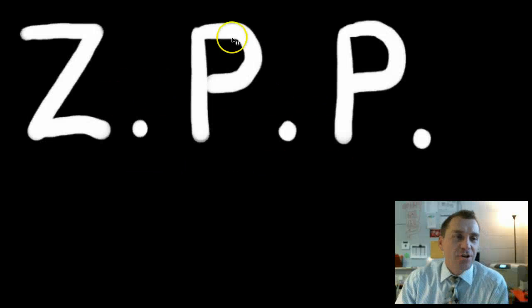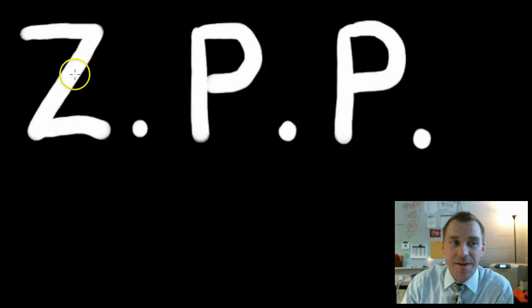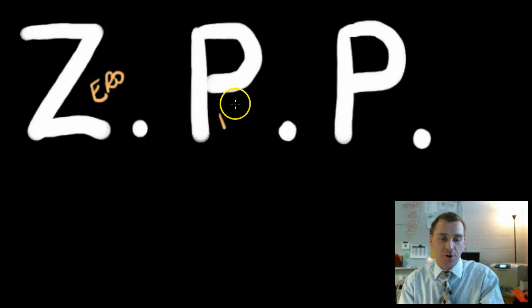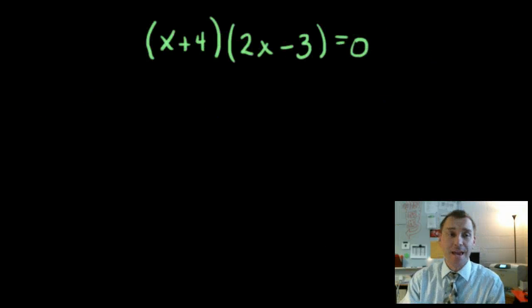What's up, guys? So how do you use ZPP? That's right. Remember, ZPP stands for the zero product property. The zero product property. Remember, the ZPP was this.